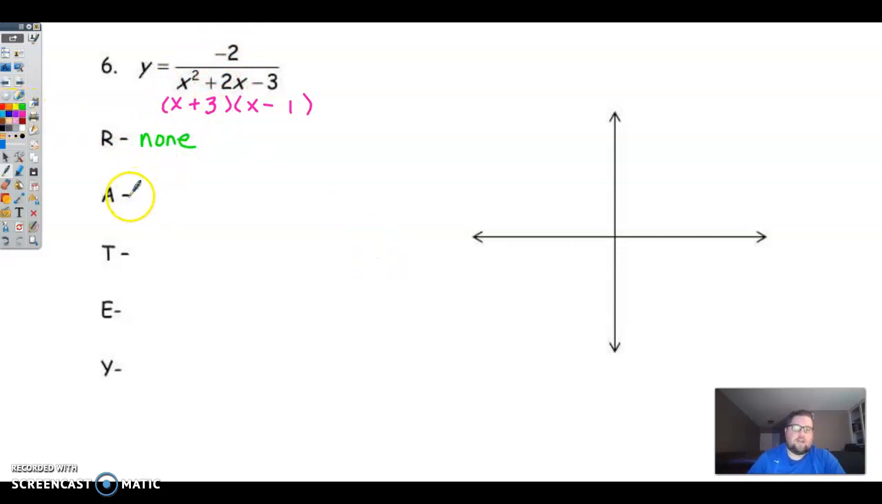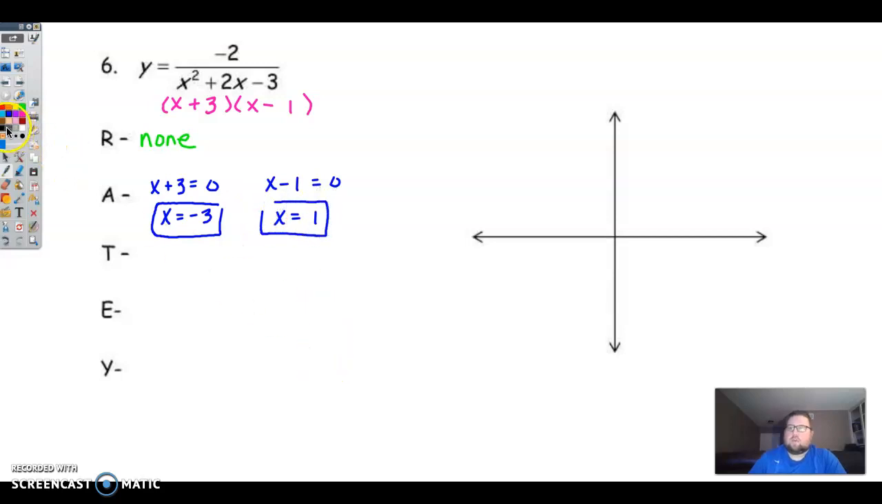This is the different part, the asymptotes. We're actually going to have 2 different asymptotes on this one. We have to set both of these factors equal to 0. So one asymptote is at x equals negative 3. The other asymptote is at x equals positive 1. Togetherness, remember we do have an x squared, but it has to be a perfect square. And this is not a perfect square because we got 2 different factors. So we still have no togetherness on this one.